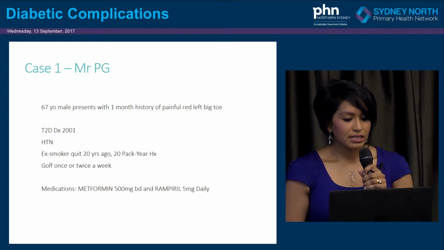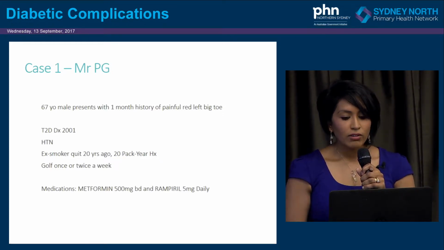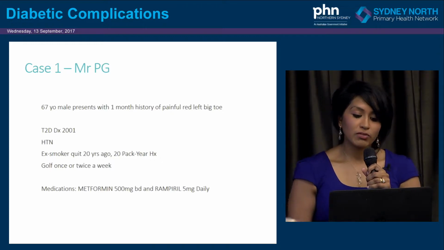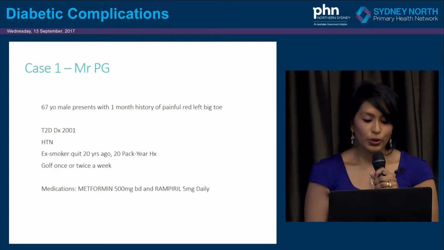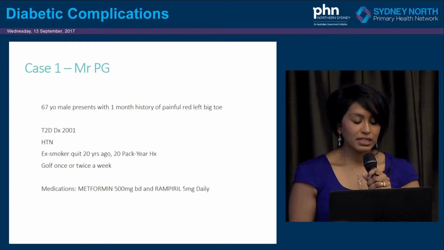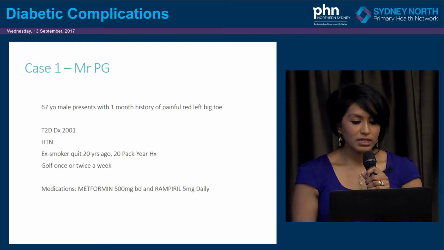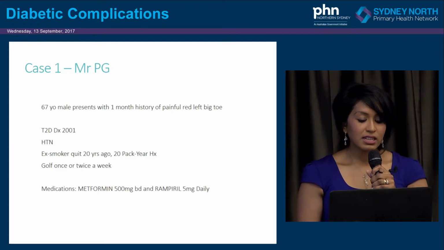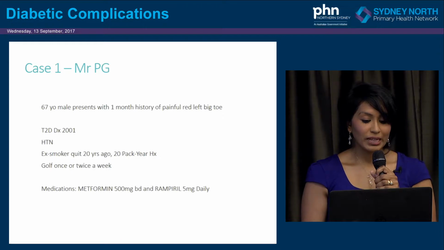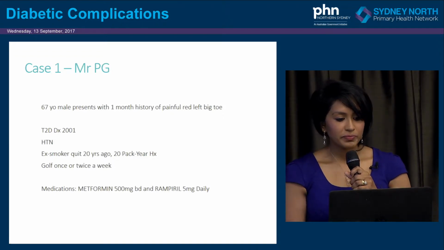The first case is Mr. PG, a 67-year-old gentleman who presents with a 1 month history of a painful red left big toe. His background history is of type 2 diabetes for over 15 years and hypertension. He had a history of smoking as much as 20 pack years but had quit 20 years ago, and his exercise is only playing golf once or twice a week. His medications are metformin 500 milligrams twice a day and ramipril for his hypertension.